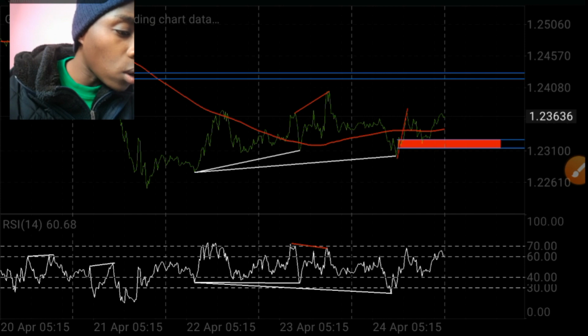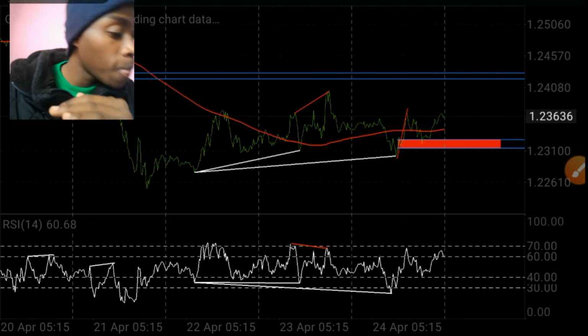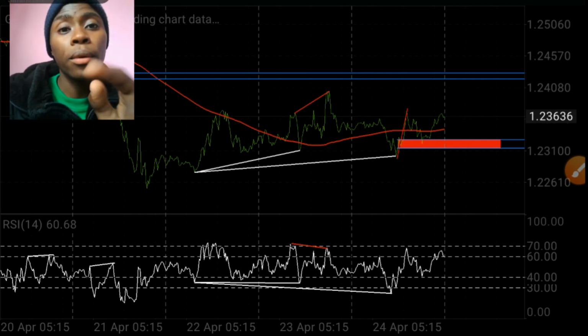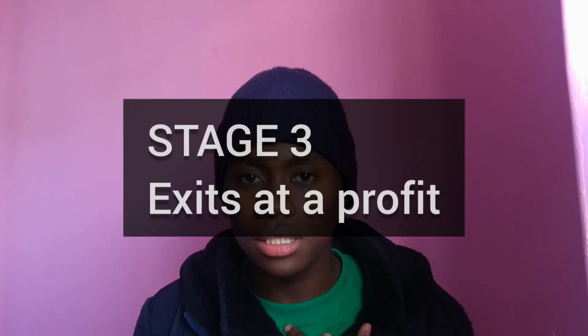So let's head over to exiting at a profit, all right? Right now, on the exits, we've talked about two parts of the exit. The very first stage is focusing on the entry. The second stage is exits, which are divided into two parts: the exit at a loss and the exit at a profit, right? Now we've already discussed the exit at a loss. So how do I deal with my exits at a profit?